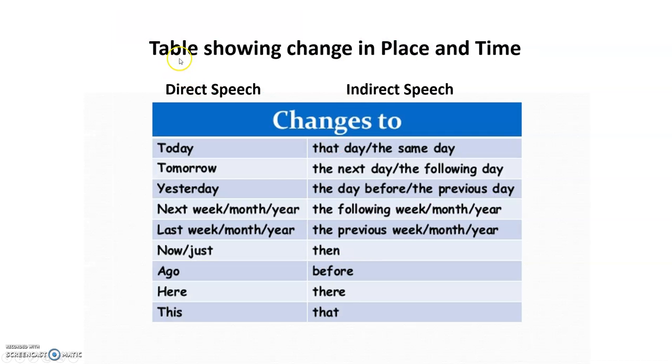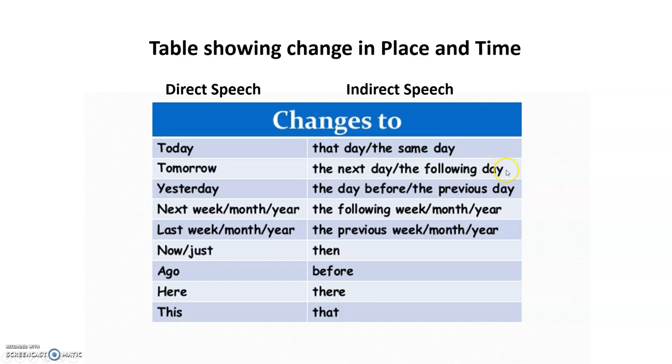Now this is a nice table that shows you the change in place and time. The place and time will change when you are changing direct speech into indirect speech. Now let us see what the changes are. Suppose you have the word "today" in the direct speech. You can't put the word "today" again, okay, you have to change that. You say "that day" or "the same day." Either of these will be correct. "Tomorrow" in the direct speech, in the indirect it will be "the next day" or "the following day."